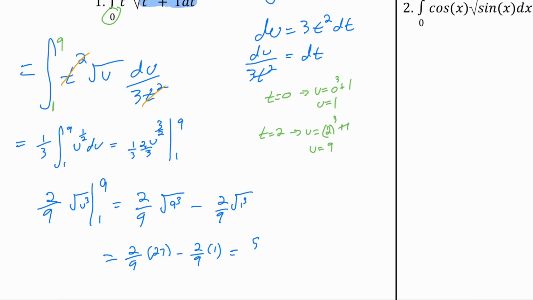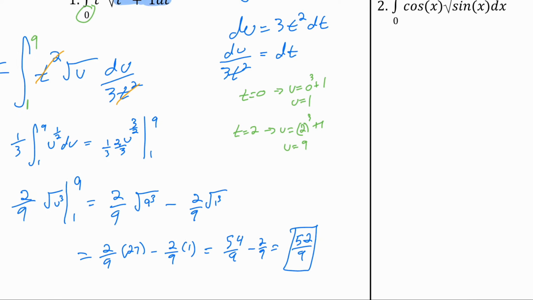We end up with 2/9 times 27 minus 2/9 times 1, right? Doing this math out, we end up with 54/9 minus 2/9. So our final answer is 52/9. So just be careful with that u sub and changing of the limits. That's going to be a big key factor that we're going to be looking for, to make sure that we're comfortable with that u substitution.